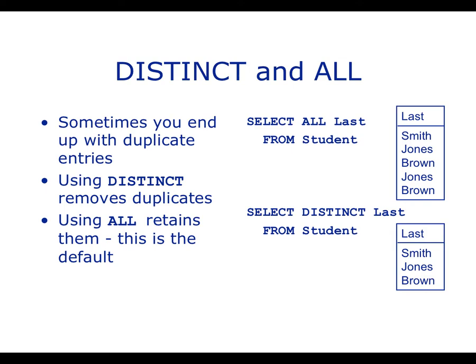However, if I want to see distinct last names, I'm going to be able to insert the distinct after the select command, and it's going to show that there's only 3 distinct last names, Smith, Jones, and Brown. So if I'm going with all, I will get all, and that is the default. If I go with distinct, I'll get the distinct values.